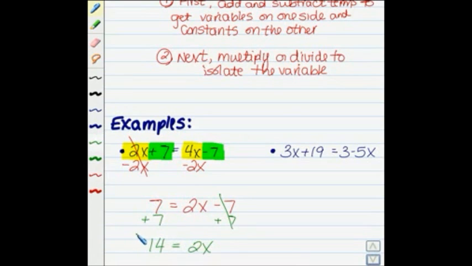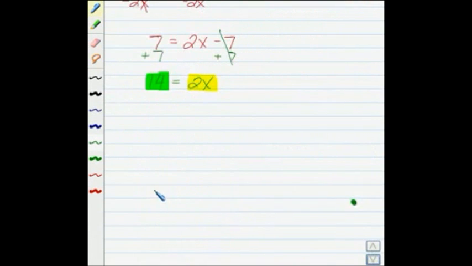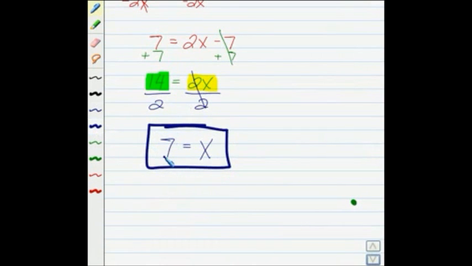So now you can see we got the constants together on the one side. We got the variables together on the other side. Now we're ready to multiply or divide to get that x entirely by itself. When we go ahead and divide both sides by 2, that will cancel here, and we'll have that x is equal to 7. And 7 would be our answer then for our first example.